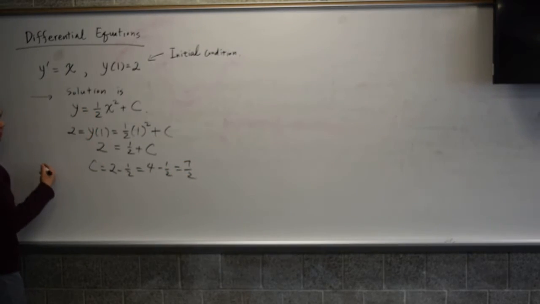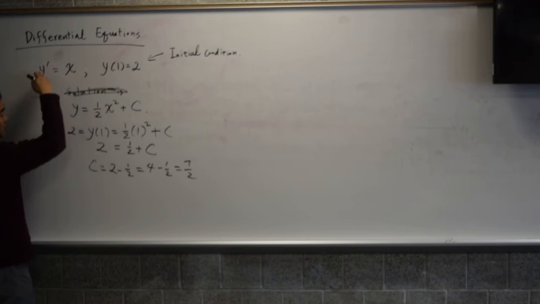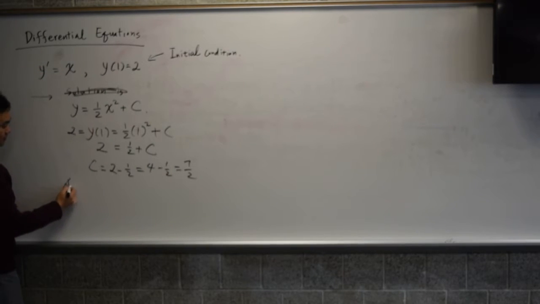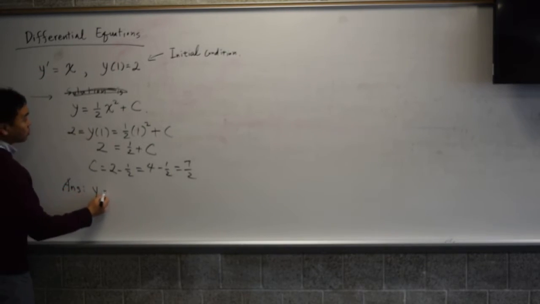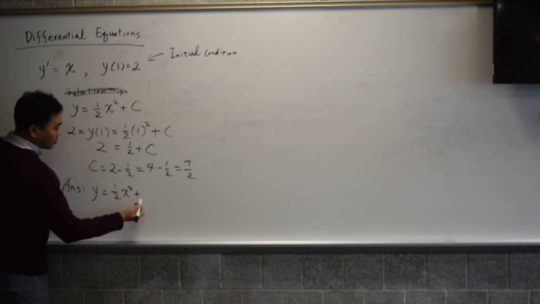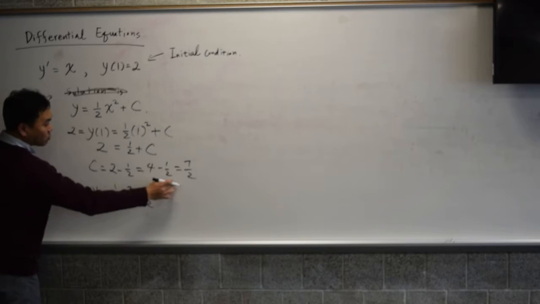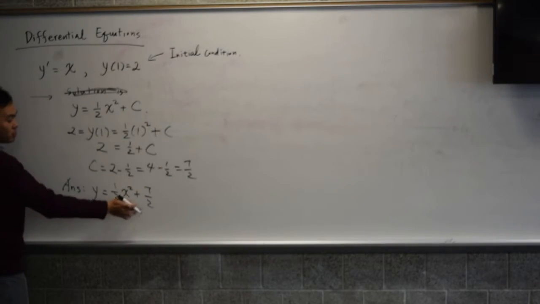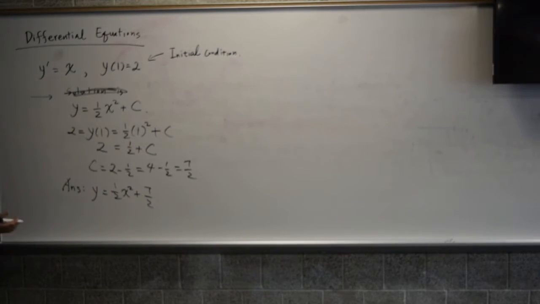And therefore, the final answer for this equation will be y equals 1/2 x squared plus 7/2, because we found out that c is 7/2. I replaced the c by 7/2. So that's how you solve an initial value problem. Which, by the way, is something that you've done in Calc 1 or 2.